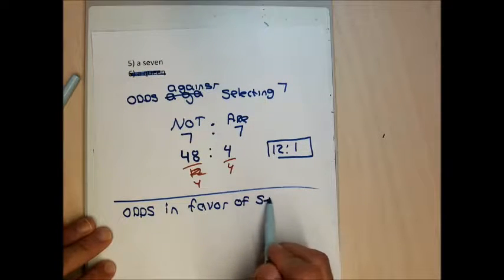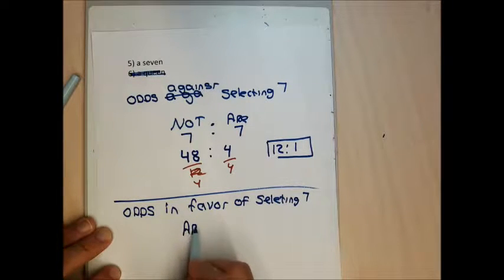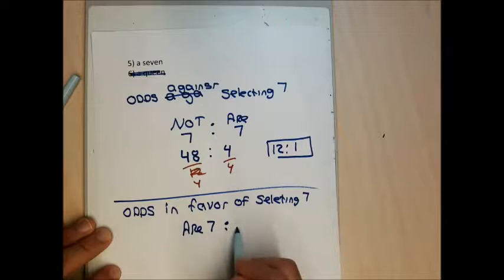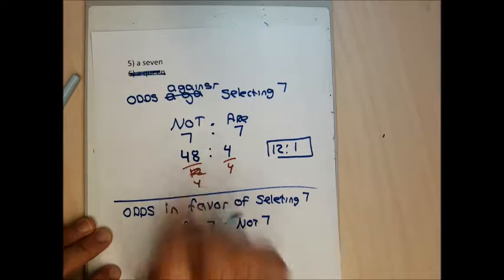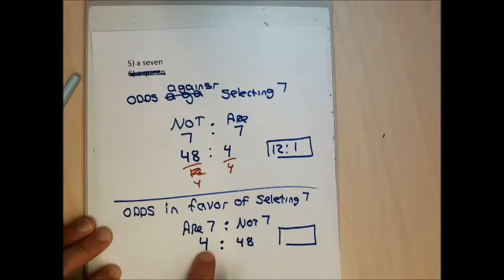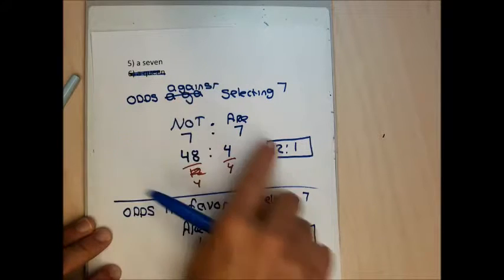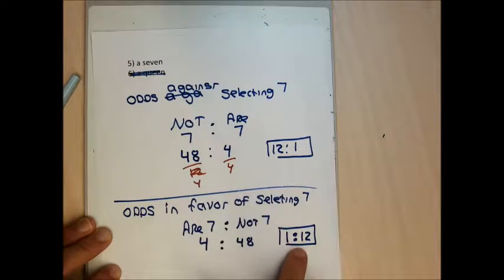Next thing I'll do for number 5 is find the odds in favor of selecting a 7. For this, I want to do the 7s first and the not 7s second. There's 4 cards in my deck that are 7s. There's 48 cards in my deck that are not 7s. And I'm going to reduce these by dividing by 4. 4 divided by 4 is 1. I'm going to leave my colon, and 48 divided by 4 is 12. So the odds against selecting a 7 is 12 to 1. The odds in favor of selecting the 7 is 1 to 12.